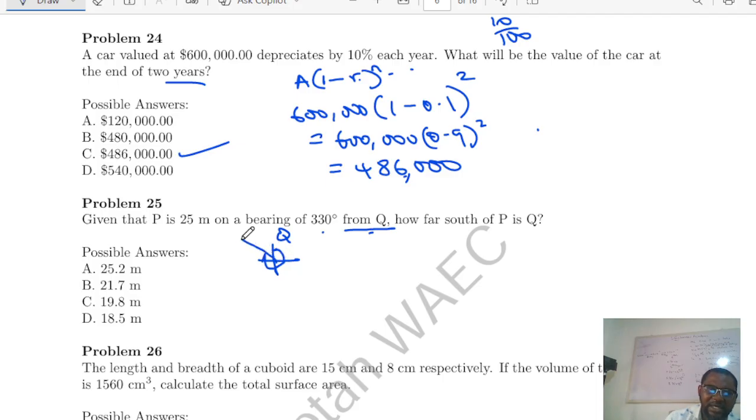So meaning that this actually should be like this. P is somewhere here, like this, and it's 25 meters. So this is P because it's on the bearing of 330. The whole of this now is 330. So the question now is, how far south of P is Q? Okay, this is south of P. Trace it. This is south of P, or south, downwards, is Q. So trace it. So this is how far south of P. That means we are looking for this value here, X.